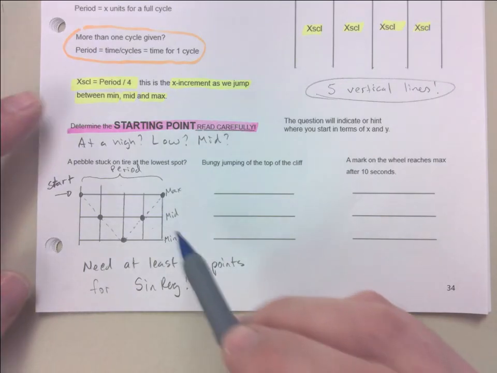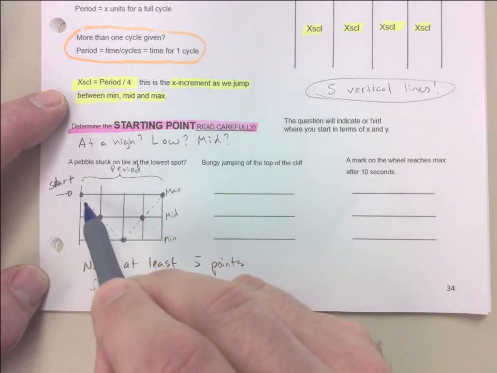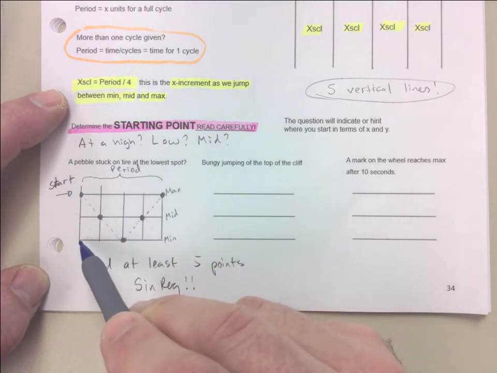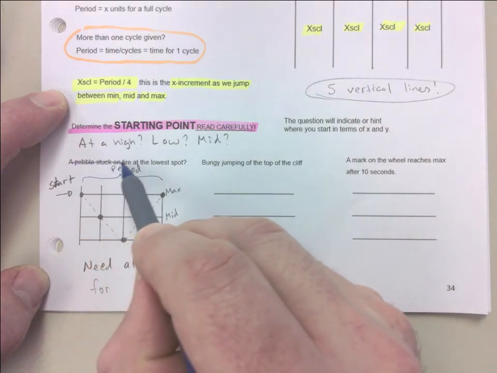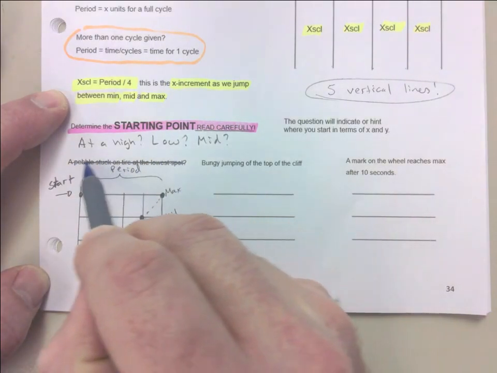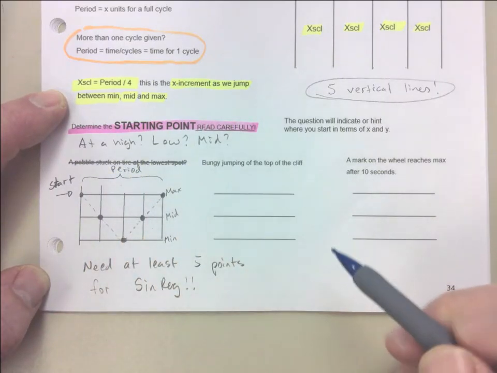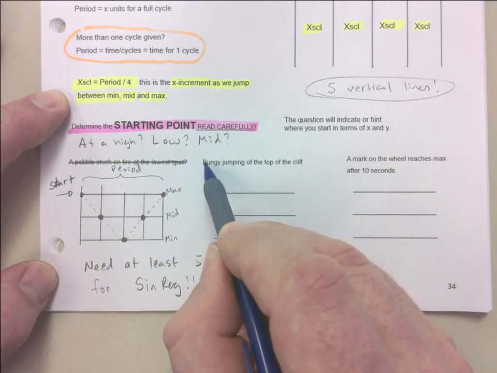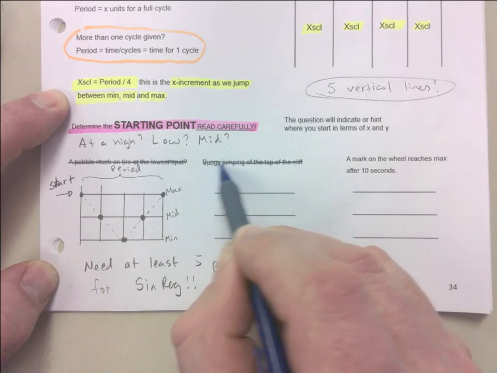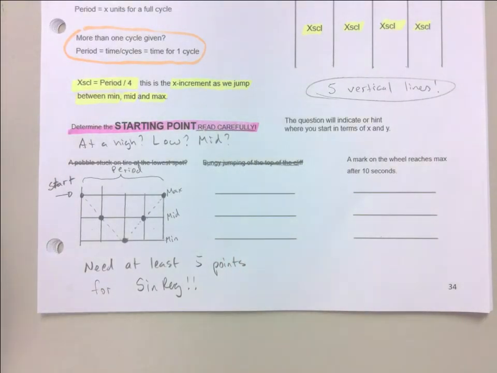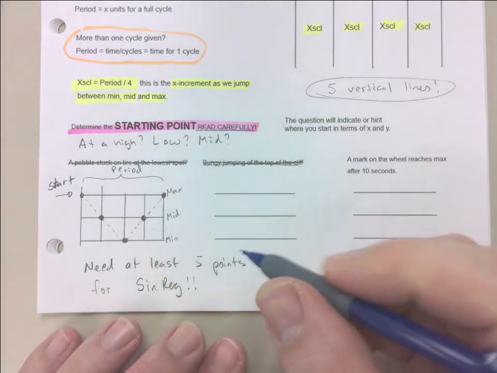Can you get rid of this? Because I just kind of contradicted. The pebble is stuck at the lowest point. Just cross this out. I think the example tells you everything. Okay, we're going to cross this out too, the bungee jumping. We'll just make it up as we go.